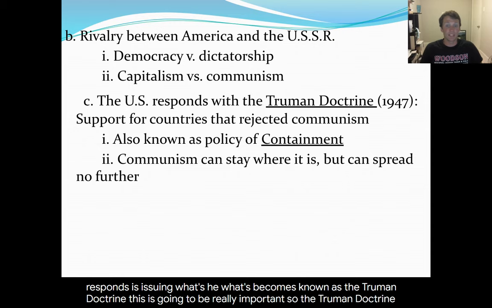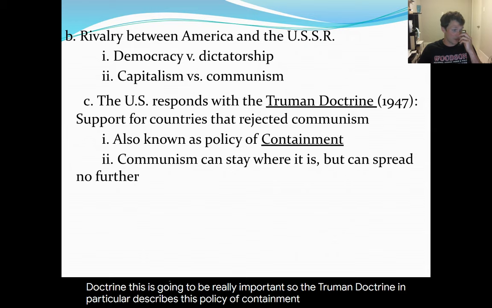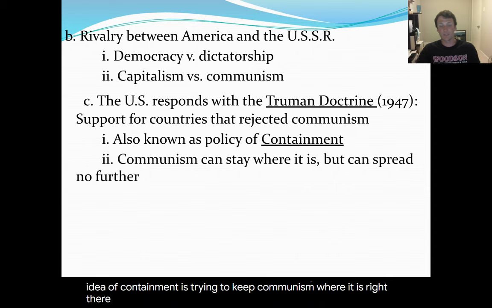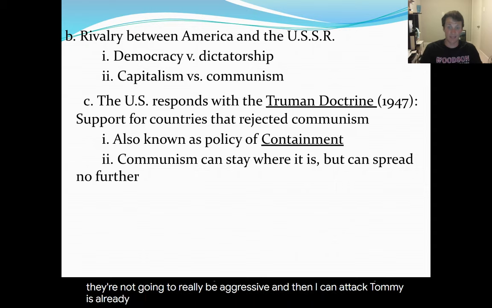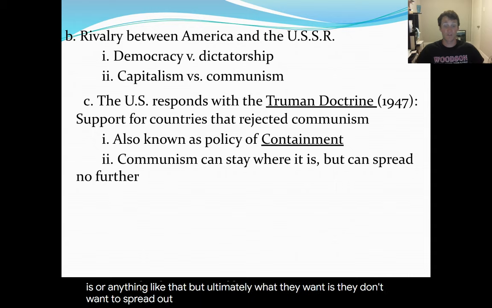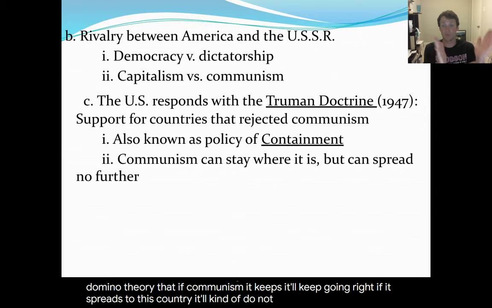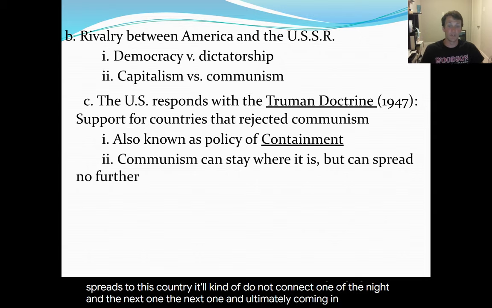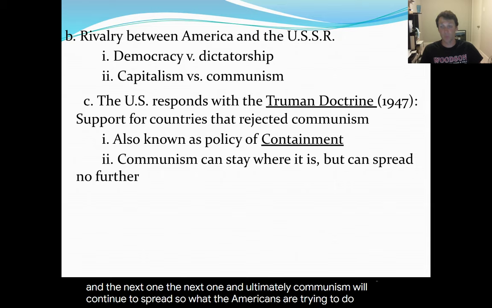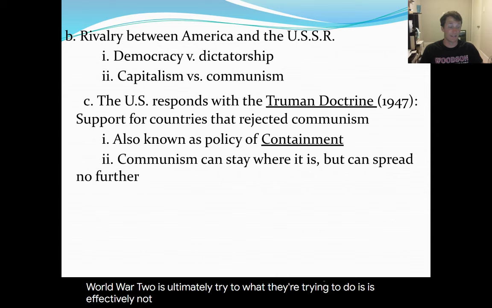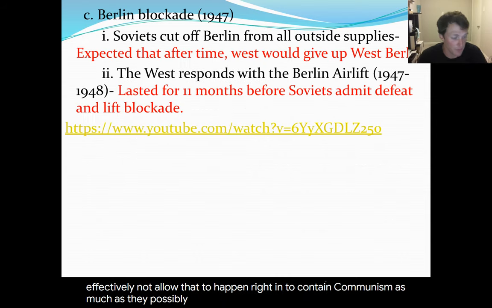The Truman Doctrine in particular describes this policy of containment. The whole idea of containment is trying to keep communism where it is. They're not going to be aggressive, and they're not going to attack communism or anything like that. But ultimately, they don't want it to spread any farther. They fear what's called domino theory: if communism spreads to this country, it'll knock the next one and the next one and the next one, and ultimately communism will continue to spread. So what the Americans are trying to do post World War II is effectively not allow that to happen, to contain communism as much as they possibly can.